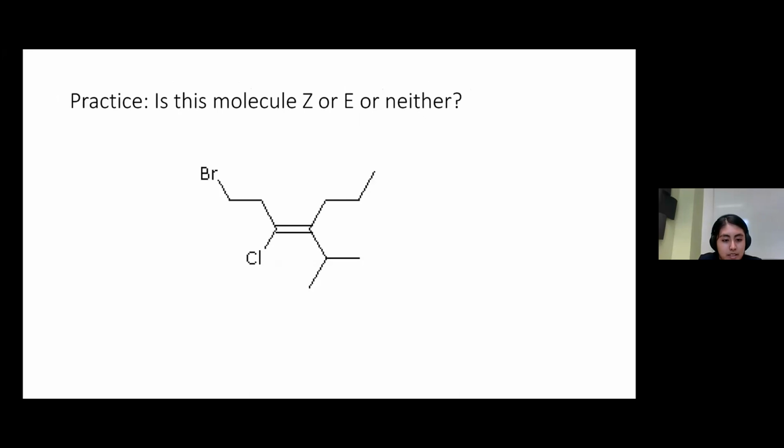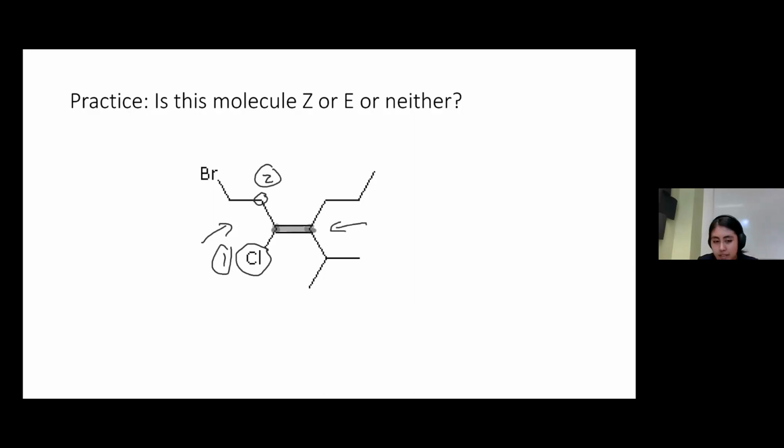So someone said Z. So let's work this out together. Again, we're looking at this bond right here. We're looking at what is attached to those carbons in that double bond. So let's start with this side first, with this chlorine first. We're looking at things directly attached to the double bond. So in this case, we're looking at chlorine, and then this carbon right here. We realize that chlorine is a higher priority, so let's number that 1, and then number that 2, because chlorine is higher priority than carbon. It has a higher atomic number.